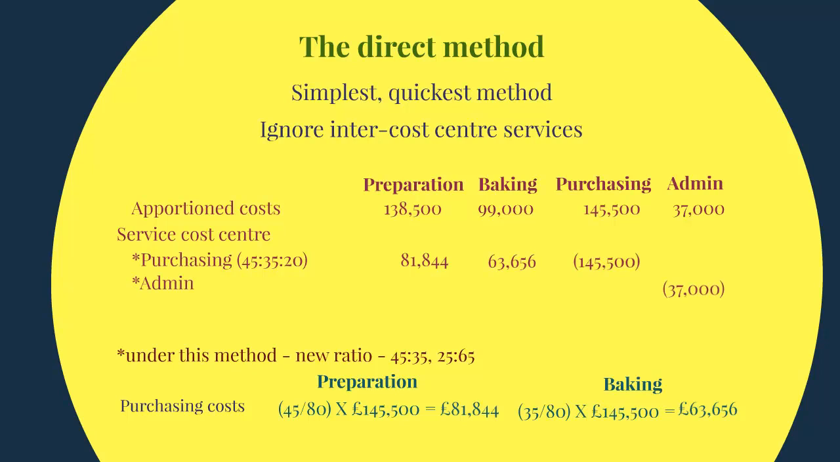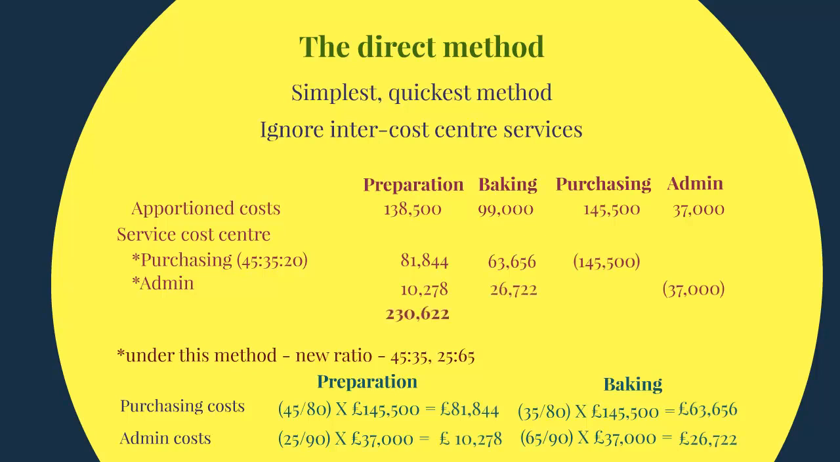And so we do the same for admin now, using those new percentages. So that's 25 over 90 times 37,000, giving us 10,278. And again for baking, 65 over 90 times 37,000, giving us 26,722. It's giving us a total cost of 230,622 for our preparation cost centre and 189,378 for baking.